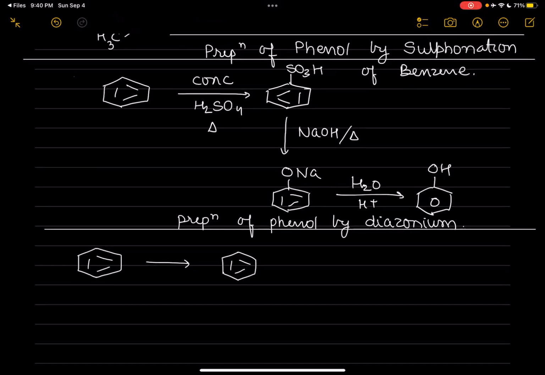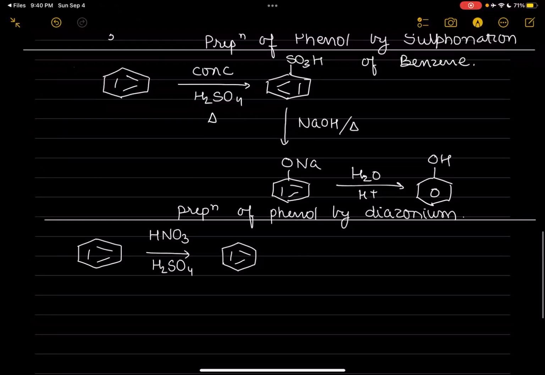So you do the nitration. For nitration you take nitric acid and H2SO4. From aniline you take NaNO2. So aniline from benzene, you need nitration, you will get the nitrobenzene. Nitrobenzene you need to reduce using tin and HCl.